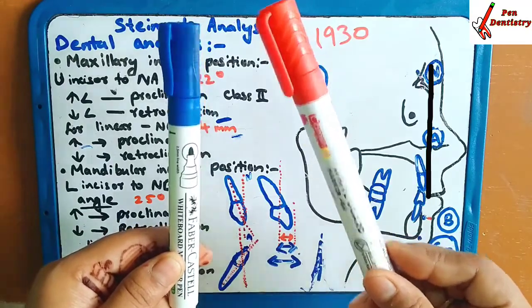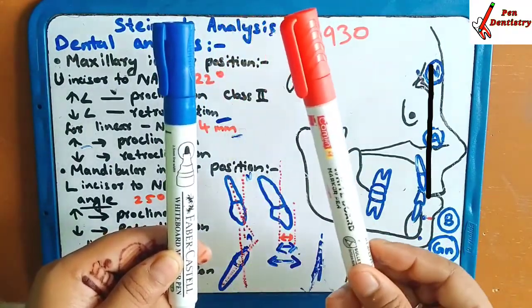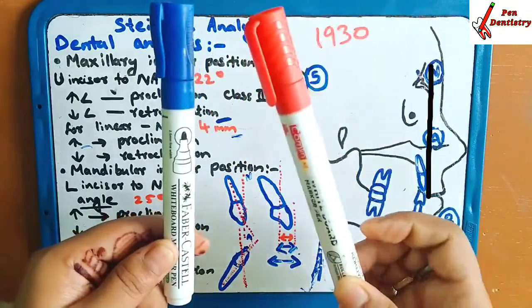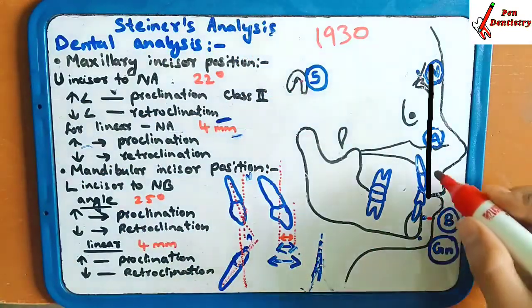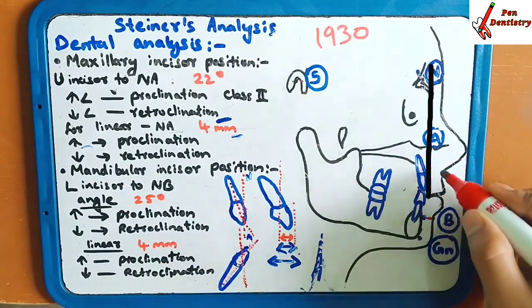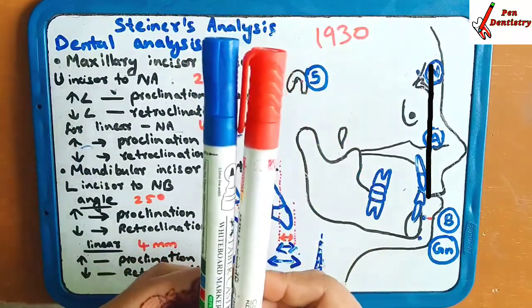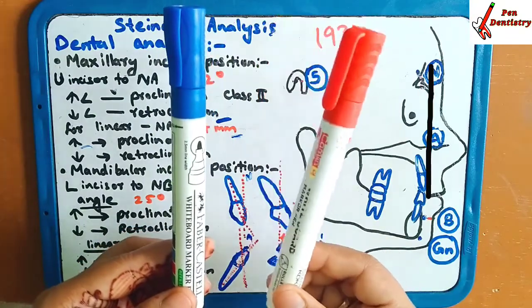That means the tooth, the red one, has changed position. This has increased the lower distance and it is looking like a proclined tooth. That means the tooth is somewhat more like this. More proclination is seen when the distance is increased like this.